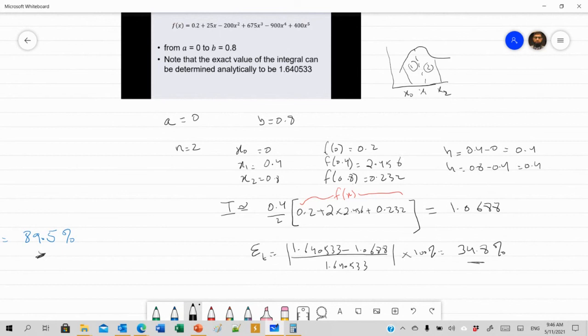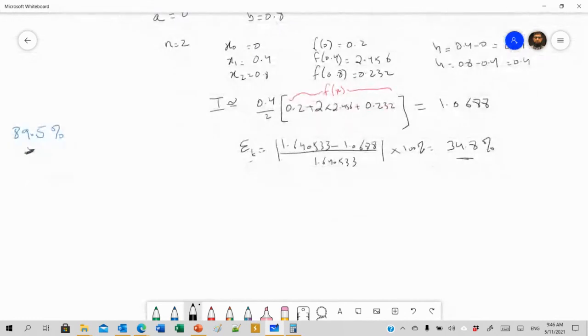34.8% error. Remember the formula that we said n square was for the absolute error, not for the relative error. So don't say, why haven't we found it to become less by 4 times, because we are not talking about the ET, we are talking about the epsilon. Now what if we make it n equal to 3?